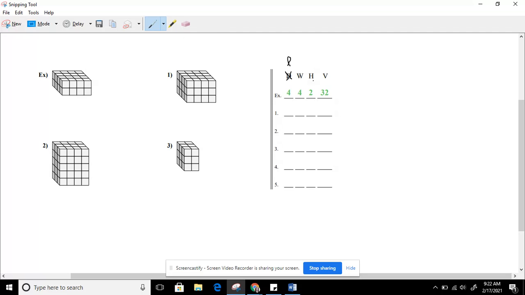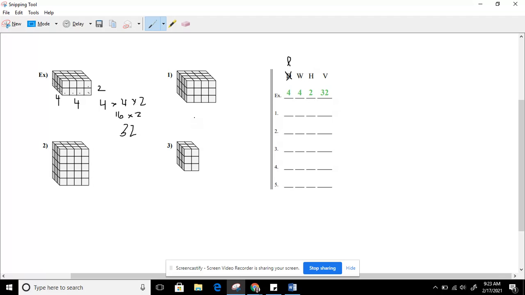So let's look at the example. They've got the length being 4, 1, 2, 3, 4. They have the width being 4. Width is how far back it goes, how deep. 1, 2, 3, 4. And the height they've got is 2, 1, 2. You multiply those numbers together, 4 times 4 times 2. Well, 4 times 4 is 16. 16 times 2 is 32. And that's where they have the volume here, okay?